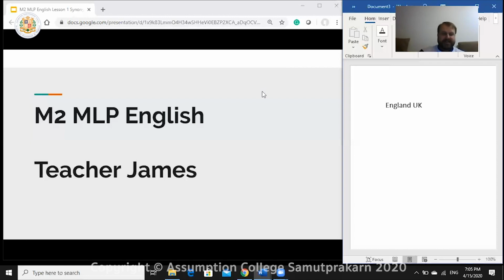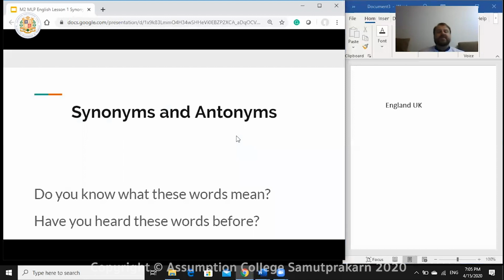today's class is about synonyms and antonyms. So, what do these words mean? They might look a bit strange to you. We've got a lot of Y's in there. It's kind of an unusual spelling. What does it mean? Synonyms and antonyms.